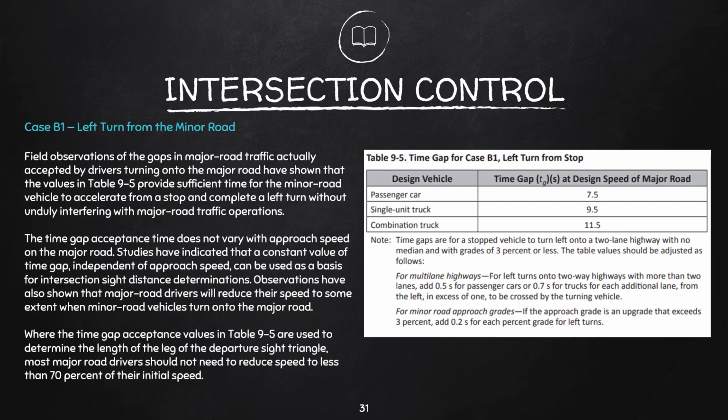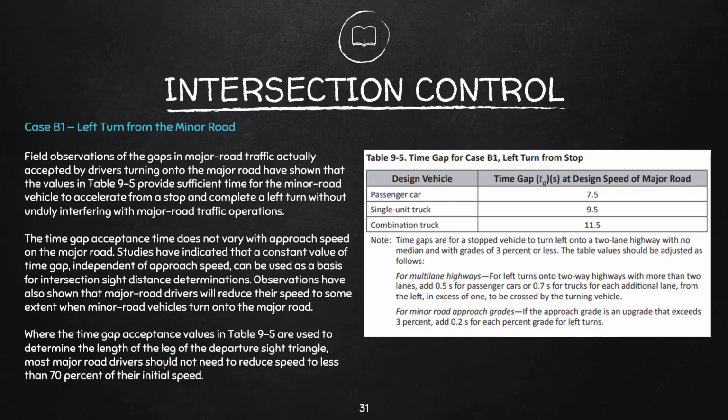Where the time gap acceptance values in Table 9-5 are used to determine the length of the leg of the departure sight triangle, most major road drivers should not need to reduce speed to less than 70% of their initial speed. So when major road drivers see a minor road driver completing their maneuver at a period of 7.5 seconds, observations tell us that they will reduce their speed to about 70% of their initial speed. So that is why we provide stopping sight distance in these portions. Okay?